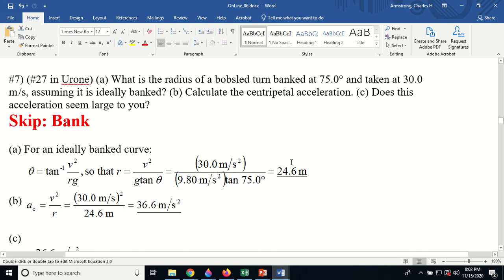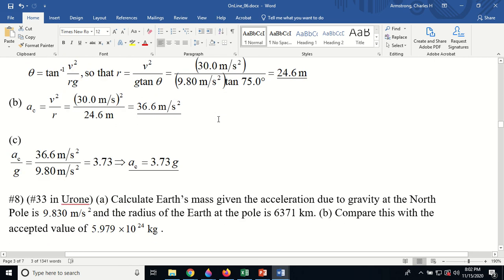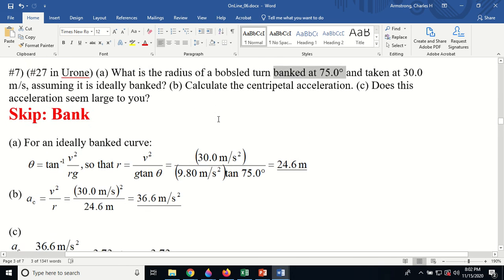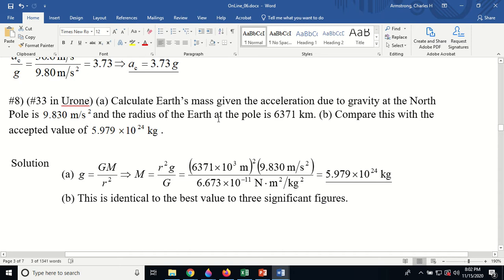This one has a banked curve, see this? I put it up here in case you're interested, but I'm going to avoid banked problems, because we'd have to spend more time on it. I want to get going ahead. We're behind where we're supposed to be.